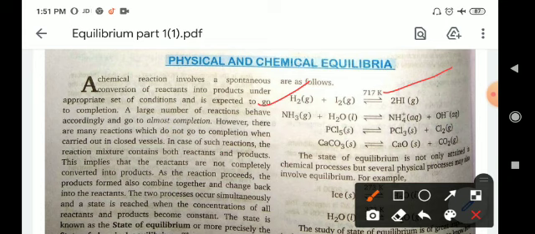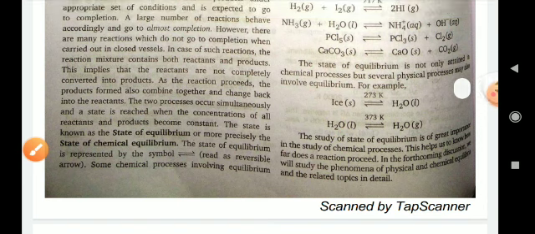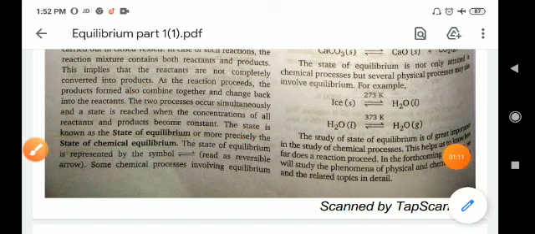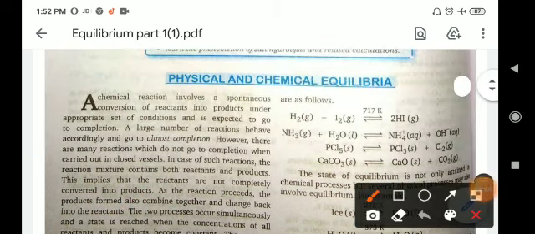Okay, so equilibrium is basically represented by this double headed arrow. The two processes occur simultaneously. A state is reached when the concentration of all the reactants and products become constant. Then this state is known as the state of equilibrium, or more precisely the state of chemical equilibrium, represented by the symbol double arrow.